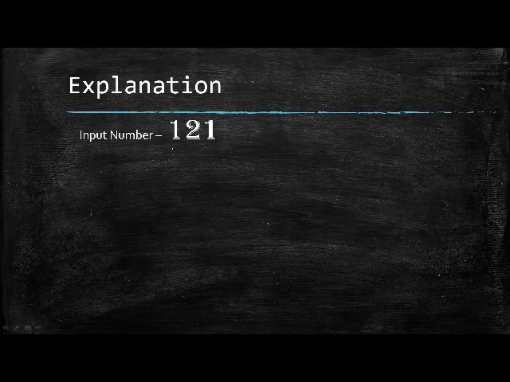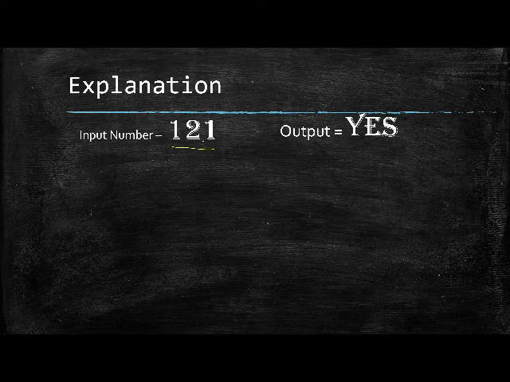So we have an input number 121. The expected output is yes, this number is a palindrome. So basically, what is a palindrome number? Let's say the number 121. If we reverse it, it becomes also 121. And if both these numbers are equal, then yes, it's a palindrome. In short, if the input number is equal to the reversed number, then it's a palindrome, else it's not a palindrome.